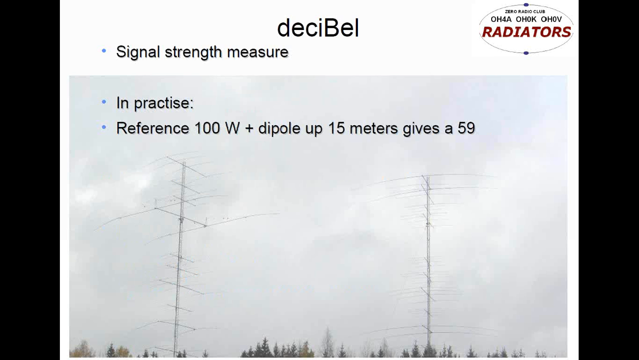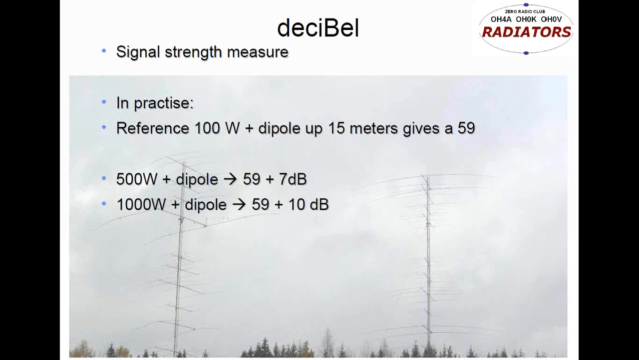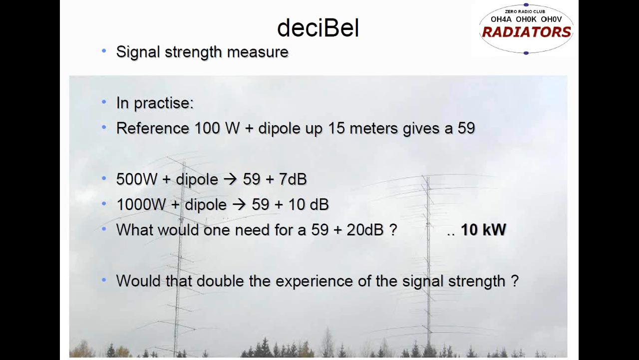There is a line of thoughts, and I have been referencing my own antennas, my own everything: 100 watts plus a dipole up 15 meters gives a 5.9. Then I have been trying to think, okay, how do I develop this? How do I make a better compromise for myself? So 500 watts means 5.9 plus 7, or 1000 watts means 5.9 plus 10 decibels. And in case you don't know what is required for 5.9 plus 20, in this case, it's 10 kilowatts. And even that does not really double the experience of the signal strength, at least not to me, strangely.